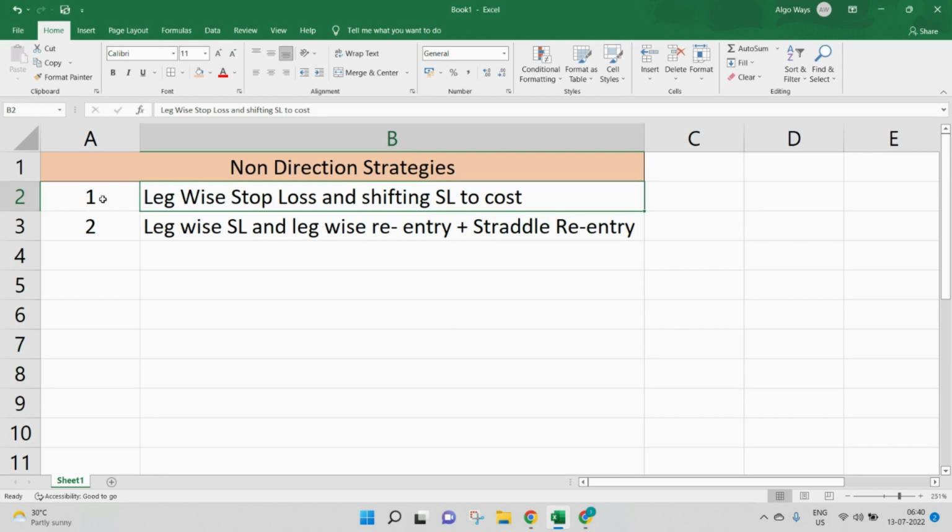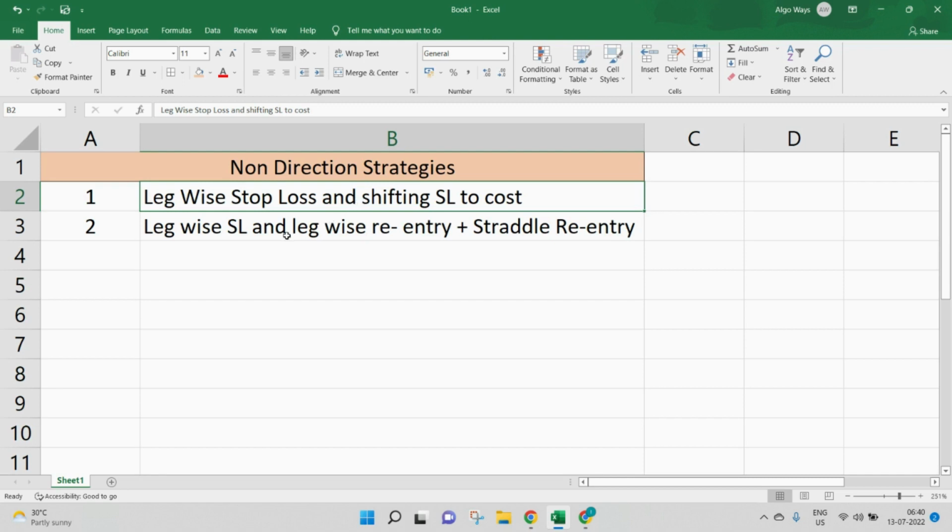The first one is that we will enter the straddle, and then we'll have the stop loss leg-wise, and once one leg hits the stop loss, we will shift the stop loss of the other leg to cost. And if we want to take re-entry or we don't want to take re-entry, we will see how to do that.